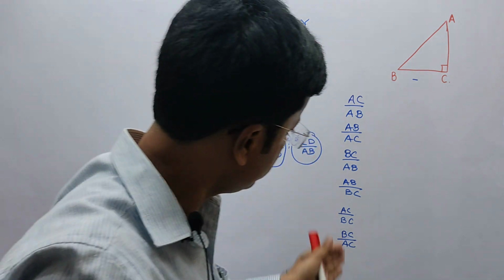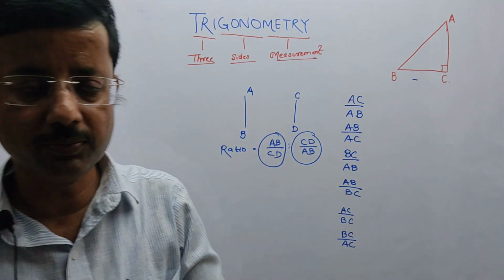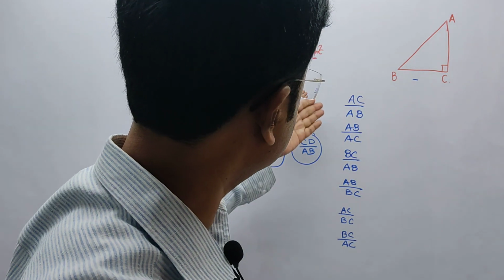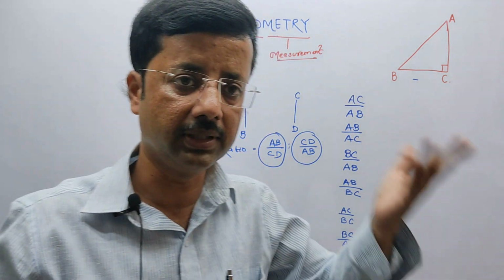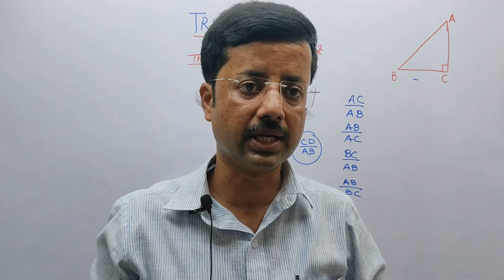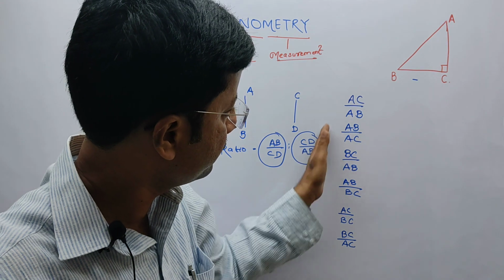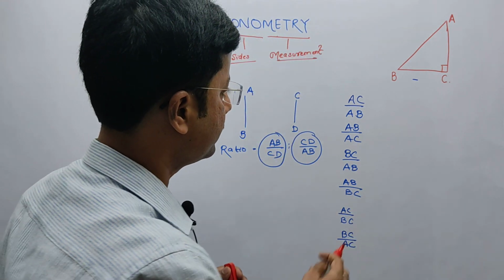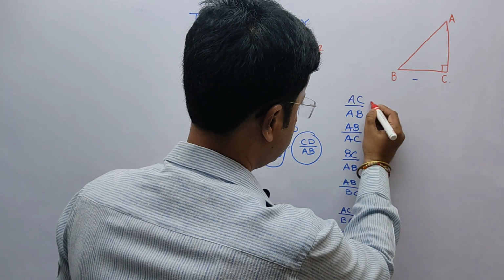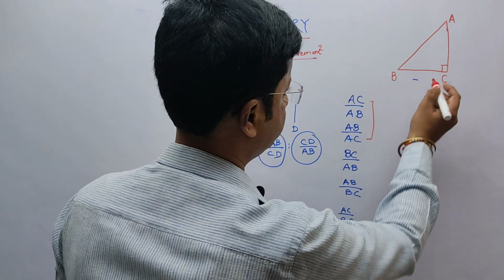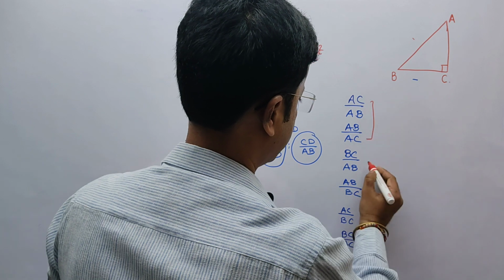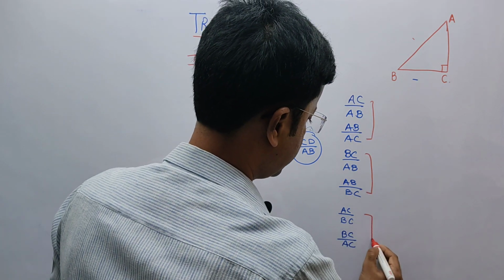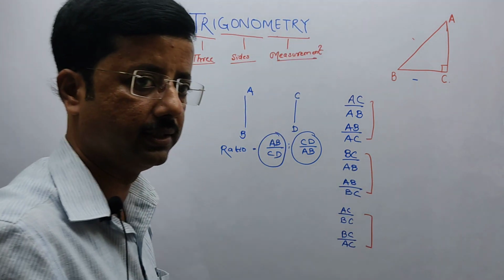Now see, these things only we study in trigonometry. You may say, sir, this is only AB by BC, BC by AC, but we study different things also in trigonometry, sine, cos and all. Now these are the different ratios of the different sides of a triangle. And how many ratios are we getting here? Two sides, two ratios. These two sides, two ratios. Means in total we are getting 6 ratios here.